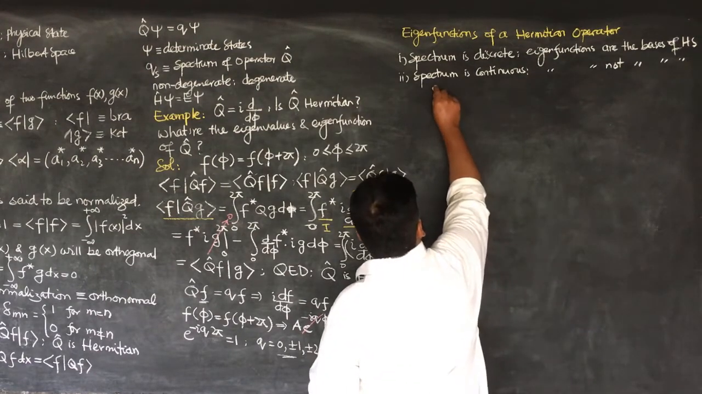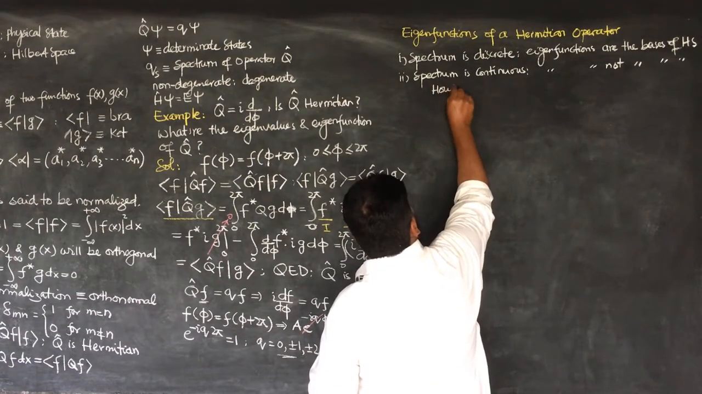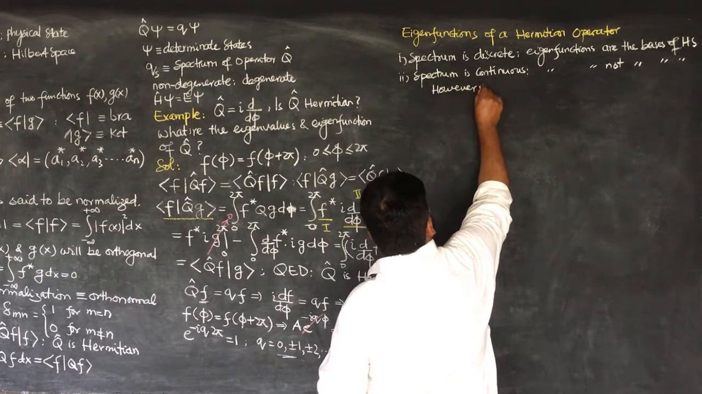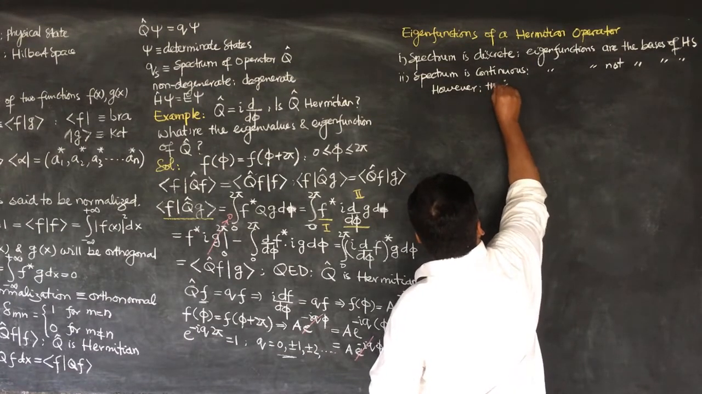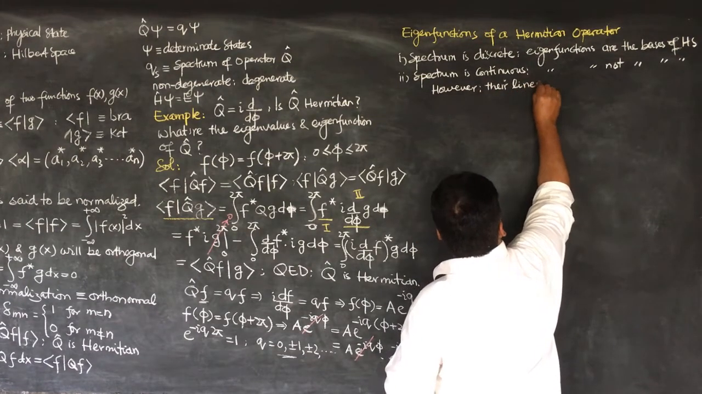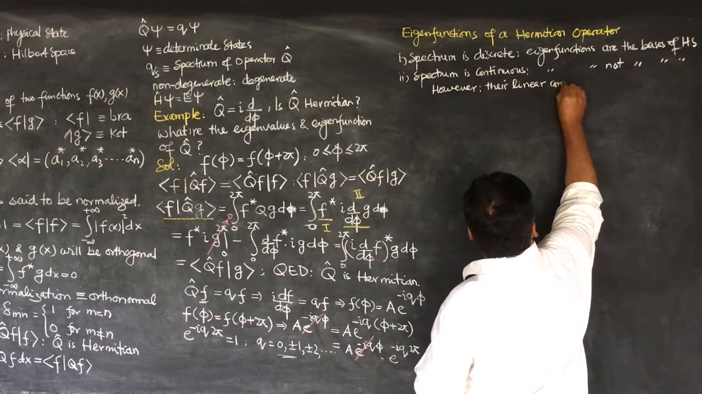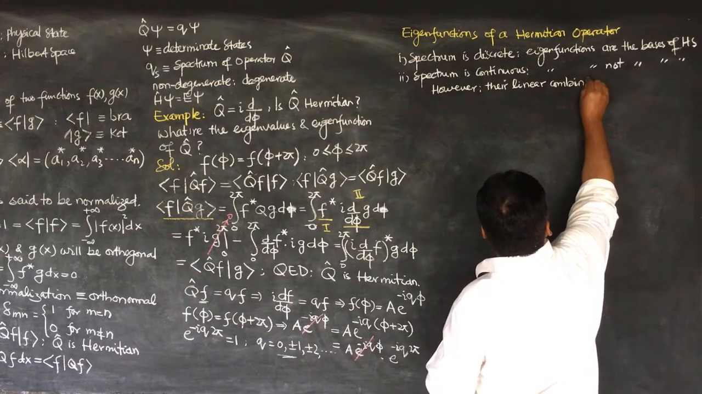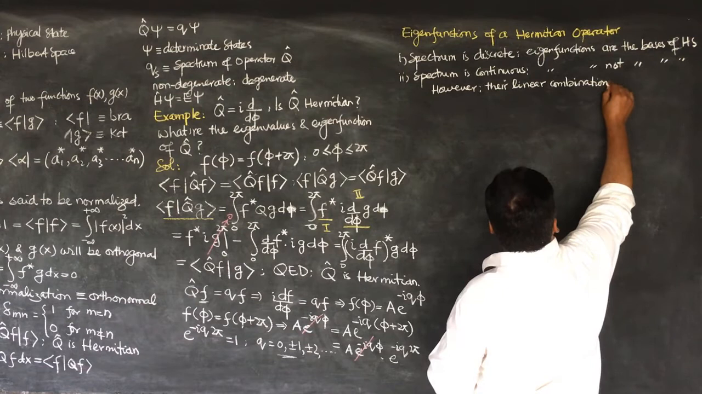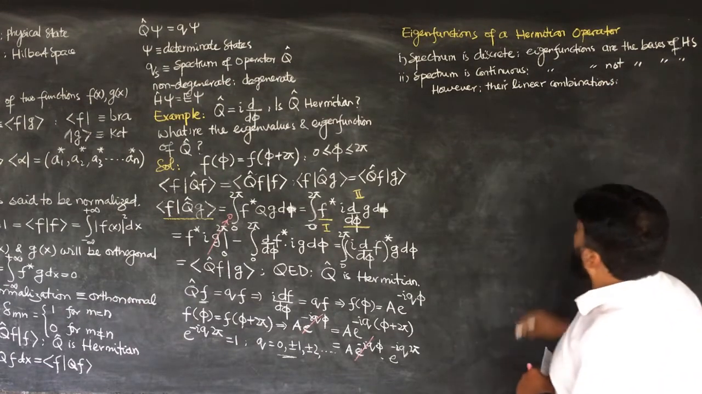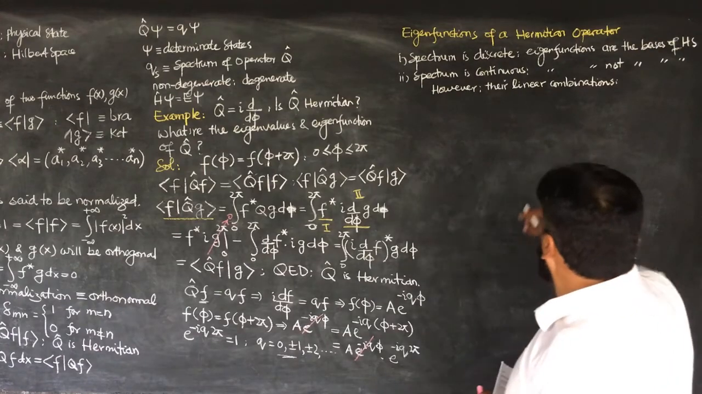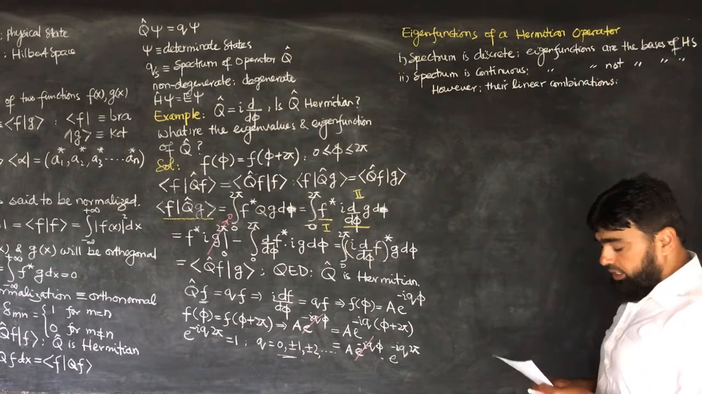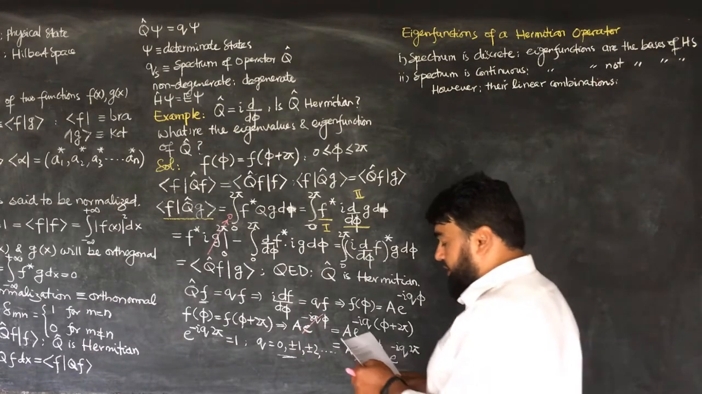However, there is one exception. Their linear combination, meaning different states that are linearly combined, may give us physically realizable states.